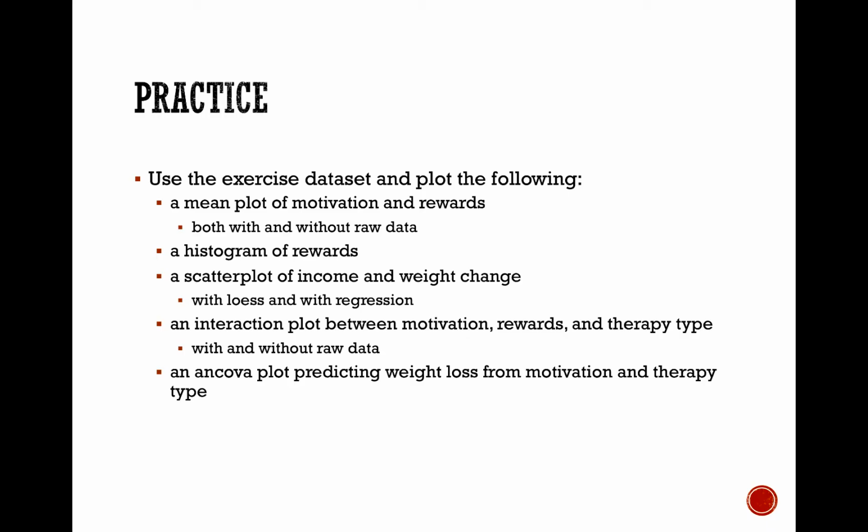All right, then show a histogram of rewards, and a scatter plot of income and weight change, both with a lowest line and a regression line. Bonus points, in this assignment you're not getting credit for anyway, meaning nobody gets points, but good practice: put those in the same plot. Next, do an interaction plot between motivation, rewards, and therapy type, both with and without raw data, and an ANCOVA plot predicting weight loss from motivation and therapy type. Y'all got it? Practice, y'all. Go ahead, I'll wait.